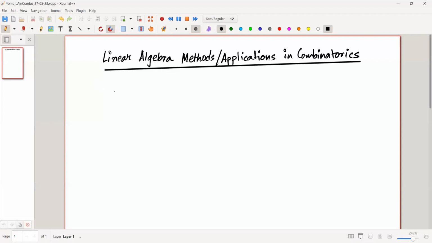I'm assuming everyone here knows what the dimension of a vector space means and what linearly independent means. I'll just mention it anyway. Suppose you have some vectors v1 up till vn in a vector space.